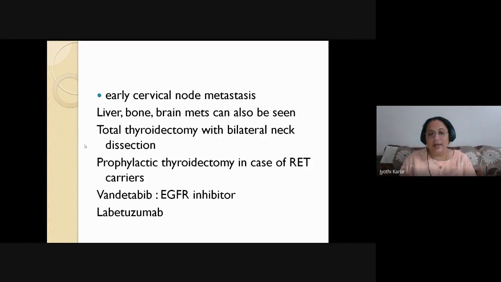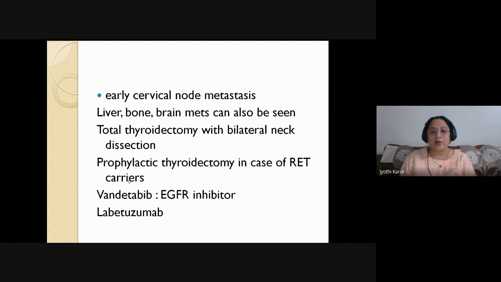So if you see any medullary carcinoma of thyroid, the treatment is total thyroidectomy with bilateral neck dissection. The lymphadenopathy need not be restricted to the side of the lesion. So it can be bilateral. So for this, you might have to proceed with bilateral neck dissection.